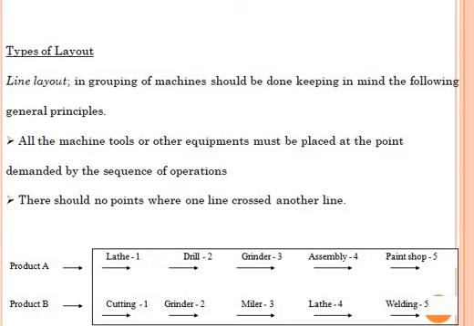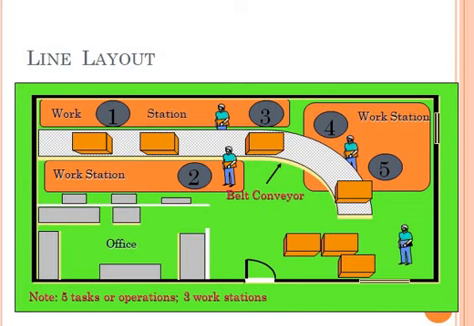This is an example of a line layout. You see how the product moves on a conveyor or on a belt from one workstation to another. Here it will begin with the first task. After this task is completed, the product will move on to the next workstation where the second task is performed. Then it will proceed to another workstation to perform the third task, and so on. It moves all the way on the conveyor until it is finally manufactured.